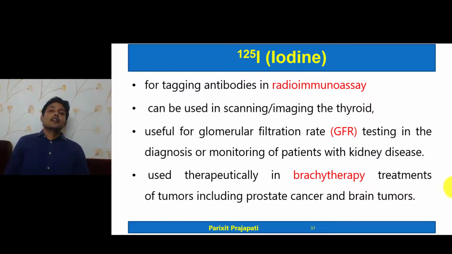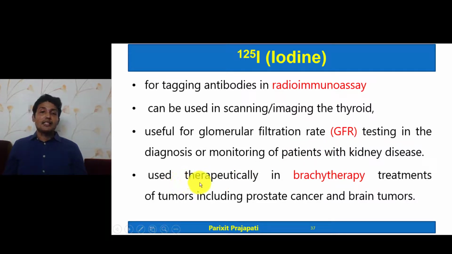It can be used for tagging antibodies in radioimmunoassay. It can be used in scanning and imaging of the thyroid. It is also useful for GFR testing. GFR means glomerular filtration rate. So this is helpful in diagnosis of kidney disease. In diagnosis of kidney disease, to test GFR, this iodine 125 can be used.